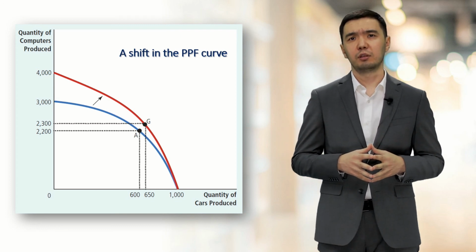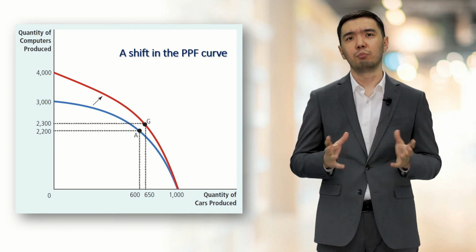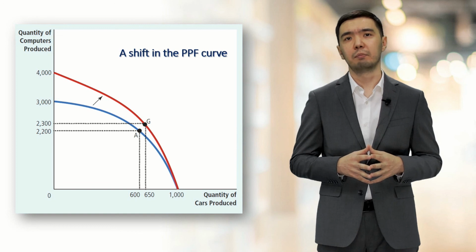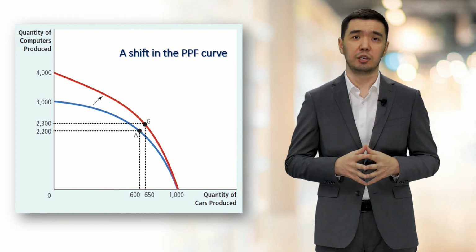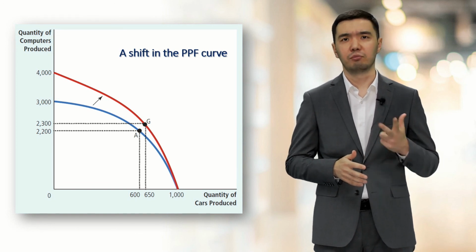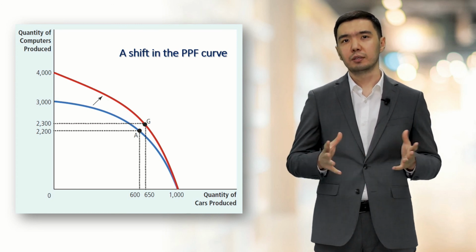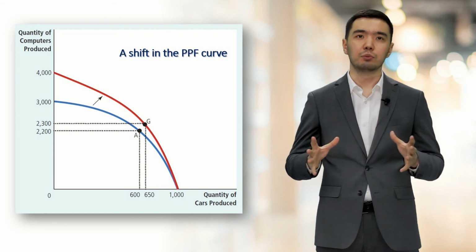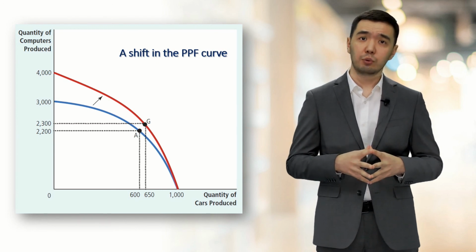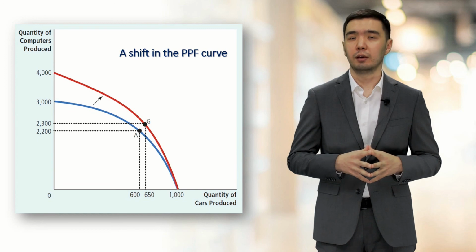The production possibilities frontier simplifies a complex economy to highlight some basic but powerful ideas such as scarcity, efficiency, trade-offs, opportunity cost, and economic growth. As you study economics, these ideas will come up in different forms. The production possibilities frontier offers one simple way of thinking about them.